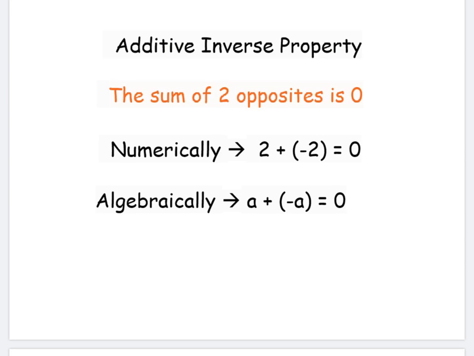The next property is the additive inverse property. This tells you that the sum of two opposites is 0. So basically, when you take two opposite numbers and you add them together, you get an answer of 0. My example numerically is 2. The opposite of 2 is negative 2. So 2 plus negative 2 equals 0. Algebraically, same concept. a plus negative a still equals 0.